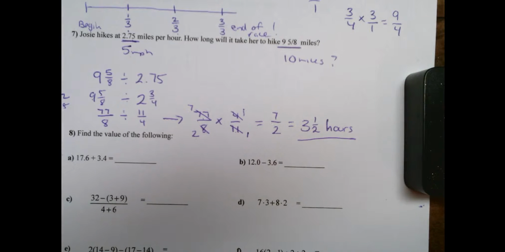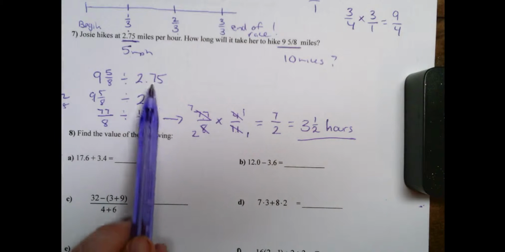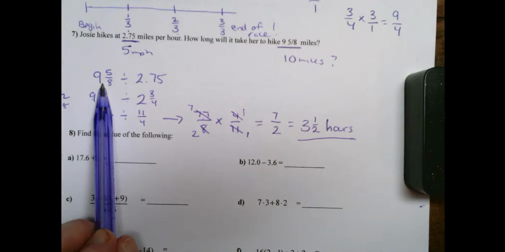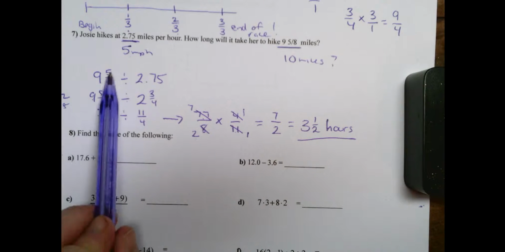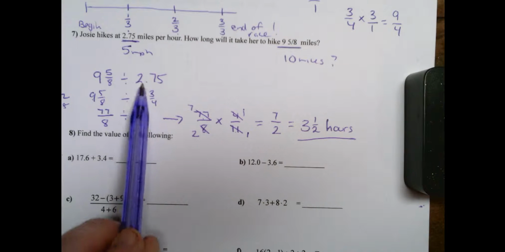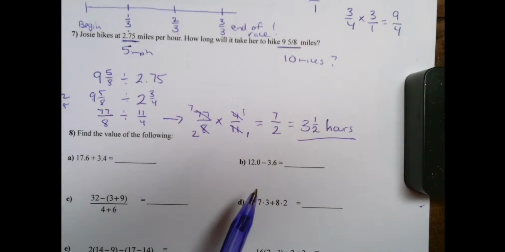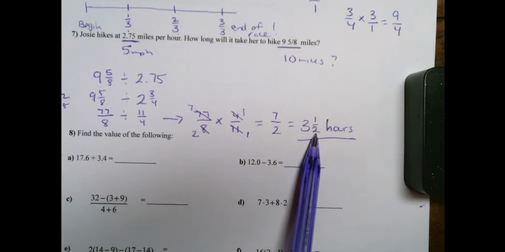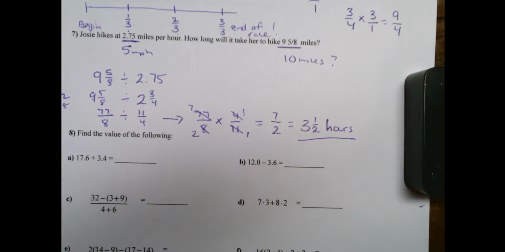Okay. You could have done the same problem using decimals. So turn this into 9.625 if you know your eighths really well and divided it by 2.75. I also think you could have set up a ratio table. It would have been a little tricky to figure out what this fraction was, but it would have also worked.